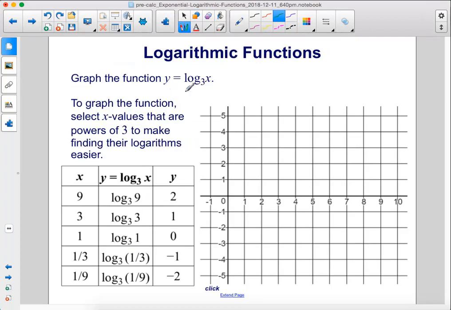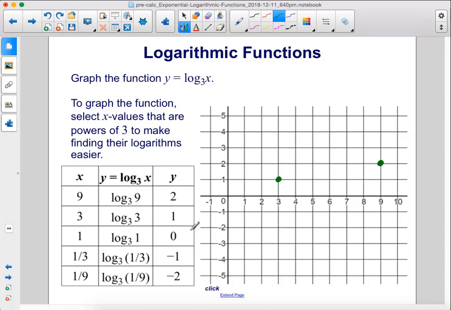Graph the function y equals log base 3 of x. To graph the function, select x values that are powers of 3 to make finding their logarithms easier. So here we have our x values. Once we plug them into our equation, we get our y values. So when x equals 9, y is 2. When x is 3, y is 1.